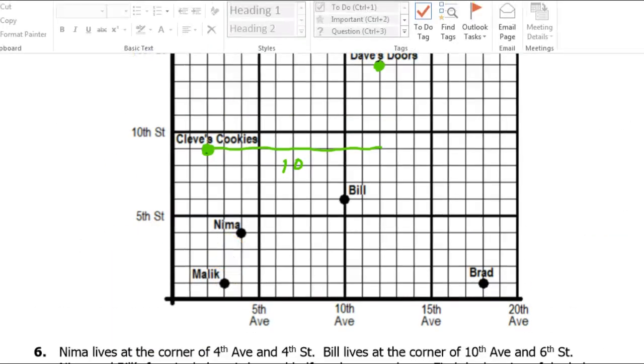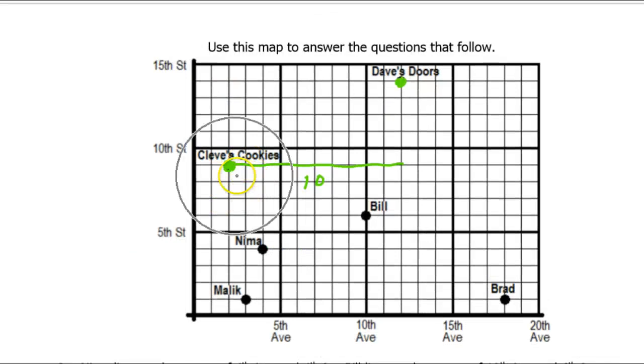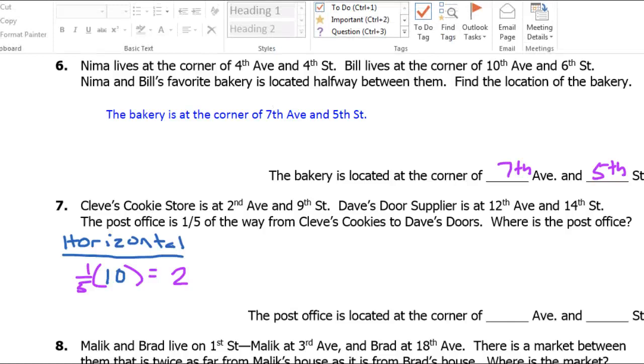So if I go 2 away from Cleve, okay, that horizontally, that's going to put me here. Okay, boom. All right, so you can see where that is. Let me just do that again. So if I go 2 away, all right, that would put me here, horizontally. Okay, now let's switch it up and look at the vertical situation.